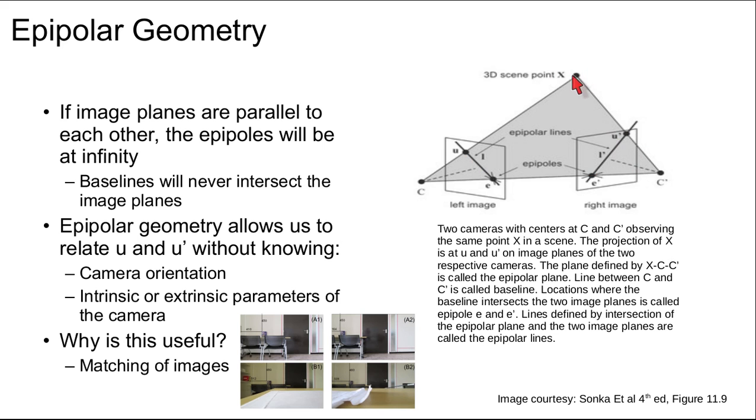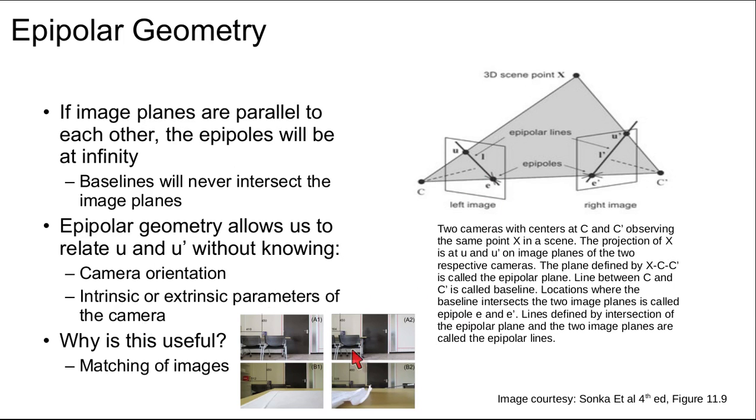So given a 3D scene point X, if you form this plane XCC dash, you can limit the space where you have to search for the corresponding points U and U dash. And this is useful in matching of images. For instance, when you are doing stereo matching, you want to know where a particular point in image A1 is located within image A2. And if you know the epipolar geometry of the two cameras, you will be able to determine a limited area within which you have to search for the corresponding points.